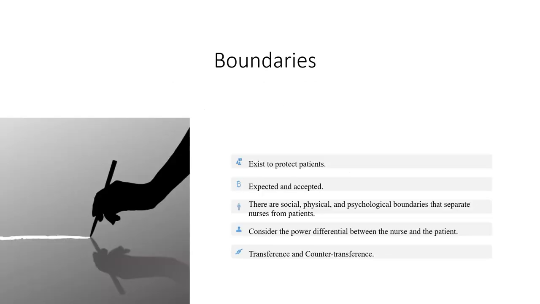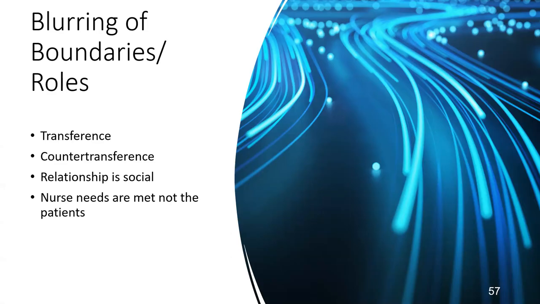So what is a boundary? Boundaries exist to protect patients. These are expected. You have to have them. There are tons of different boundaries, right? Physical boundaries, we're behind a nurse's station. Social, we can leave. Psychological, we have that sense of power. We do have something called transference and countertransference. And transference and countertransference comes into that blurring.